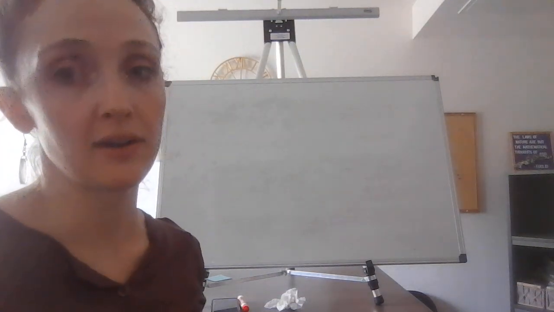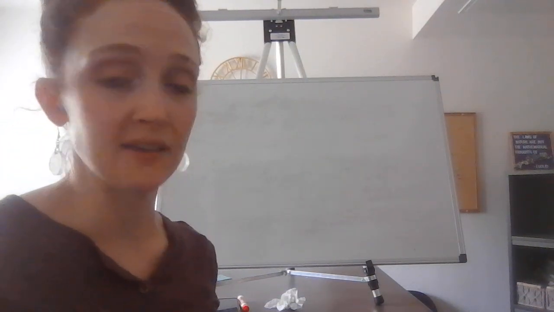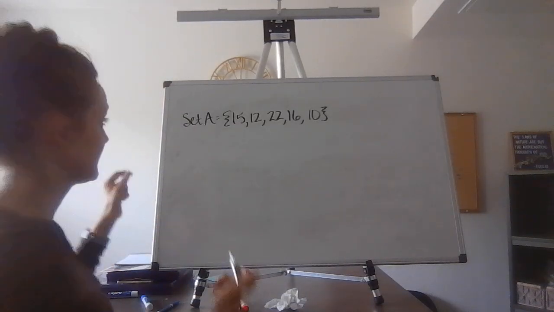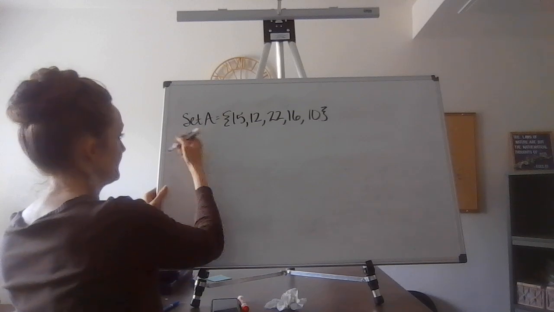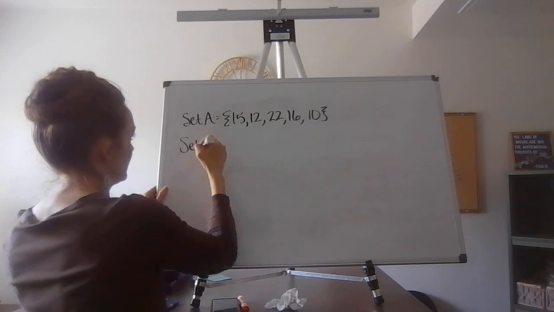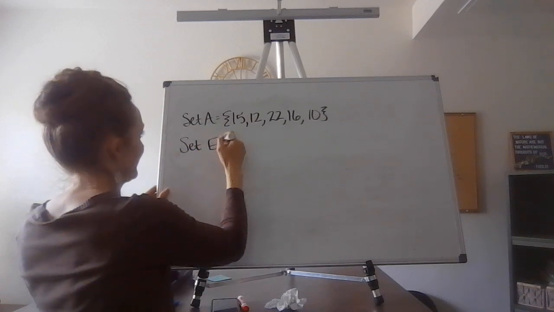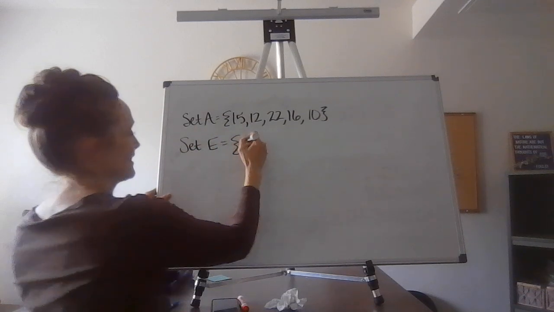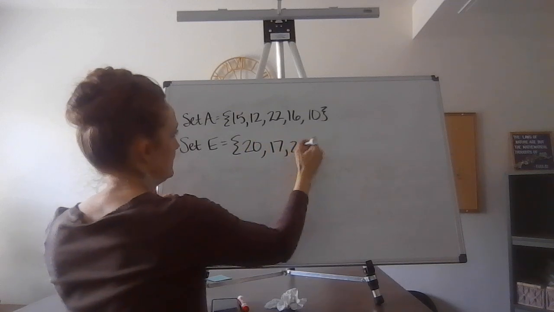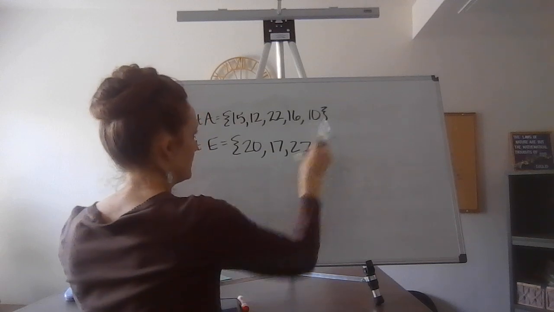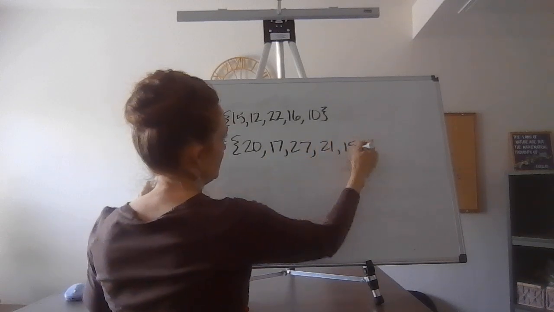So let's look at your in-class worksheet, and I think that it asks you to add 5 to each one of the values in set A. Adding 5 to each of the values in set A gives us this new set. We'll just call it set E. Adding 5 to each of these, I'm going to get 20, 17, 27, 21, 15.